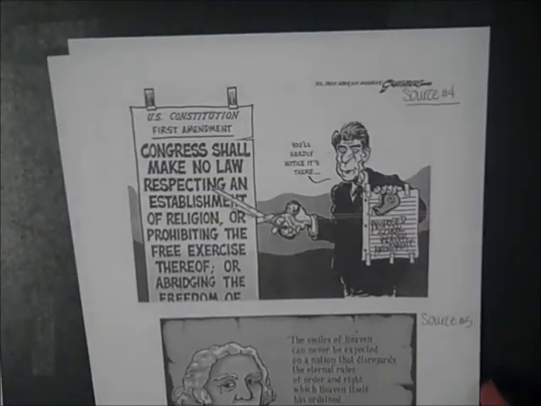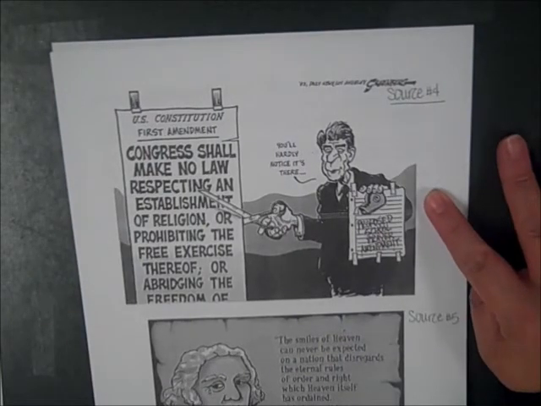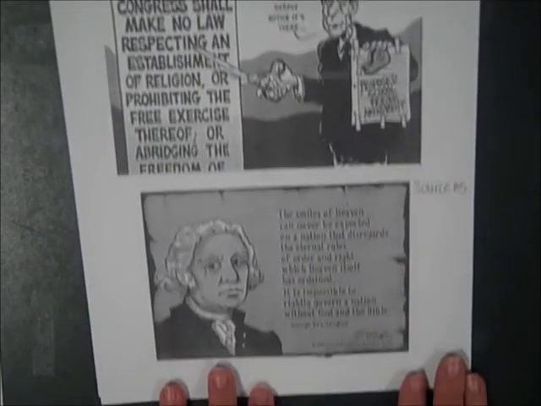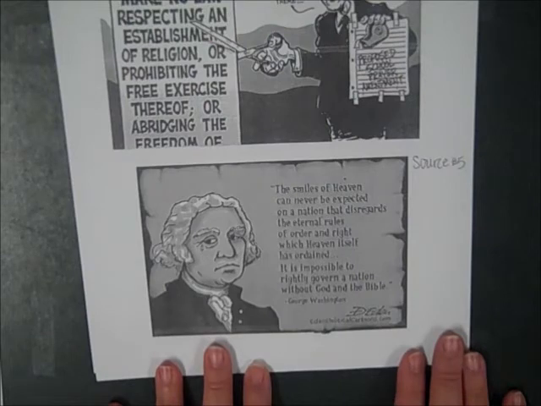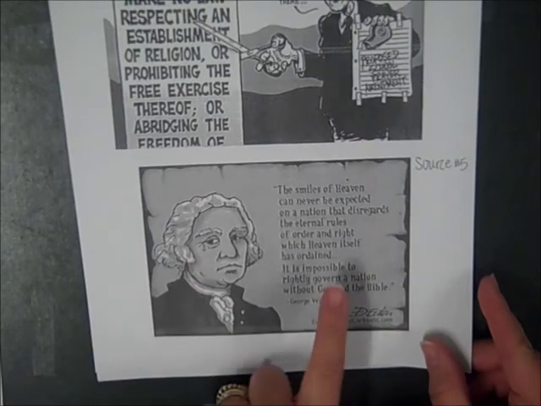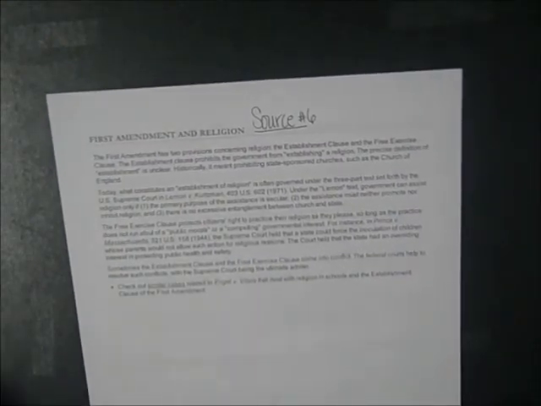Then you have political cartoons. Source number 4 is from the Reagan years, where he is literally trimming the fat from the Constitution and the First Amendment. Then the bottom one is a quote from George Washington. Pay close attention to his face and the connection between what's happening on his face and the text of the comic. Then you have source number 6, the actual First Amendment.